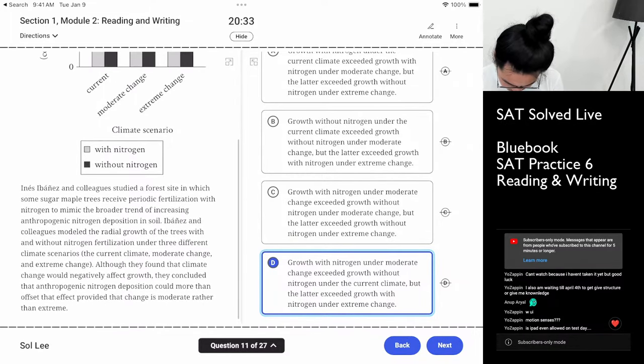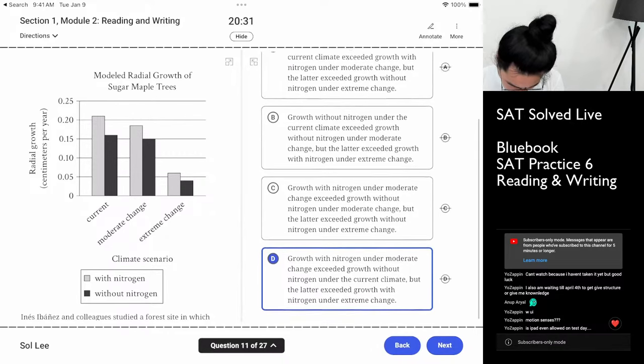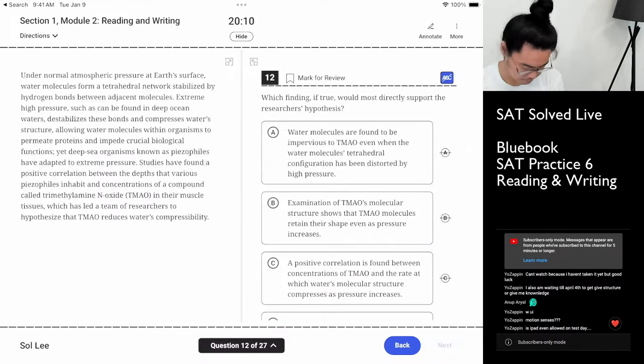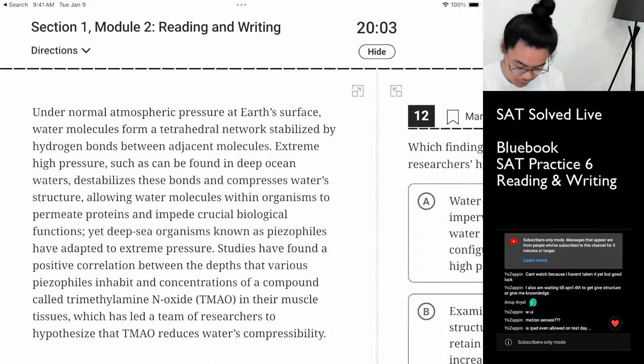For sure. I know this is right, but sometimes you misread something, so I'm just double checking. With nitrogen in moderate, good. Exceeded growth without nitrogen under current, good. But the without nitrogen under current exceeded growth with nitrogen under extreme, good. Yeah. Tricky. I know that one's actually really straightforward, but you just have to read the passage slowly and figure out what it's saying.